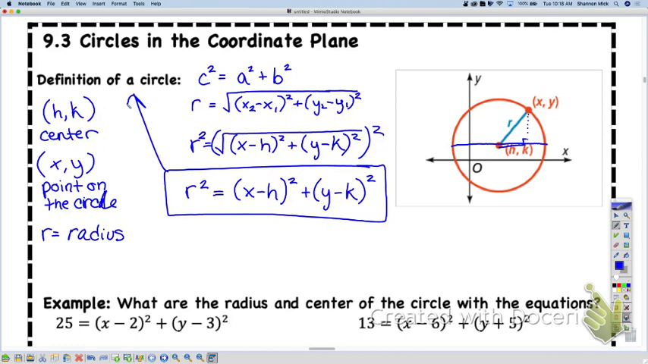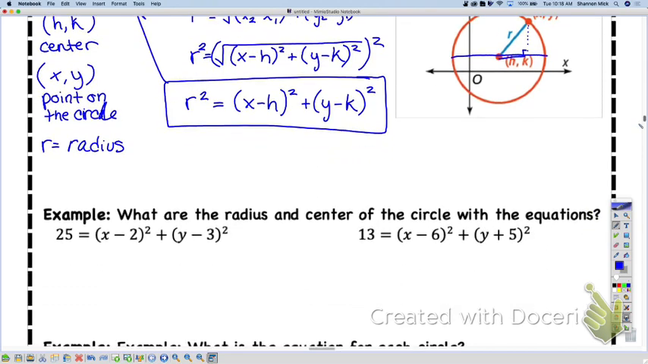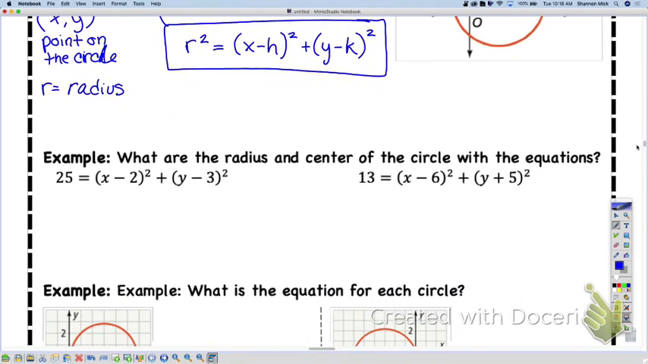So what we're going to do first is identify. It says, what are the radius and center of the circle? Okay. So 25 equals what? Radius. Well, 25 equals r squared. But that's not the radius yet, is it? So how do I undo squaring? I take the square root. So I square root both sides. And so r is what? 5.